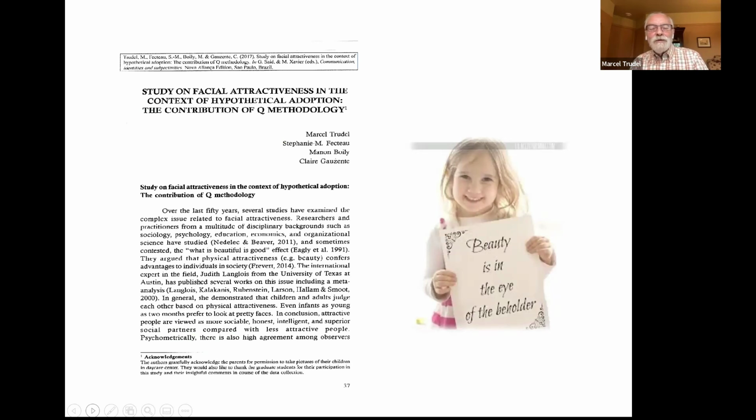From this work, I published a chapter in Brazil a couple of years ago with two students who were involved in their training, and my dear colleague and friend Claire Gauzente, you know her. She has worked a lot on the Q method. I was very happy with this publication. And I like these photos of children. Beauty is in the eye of the beholder. Next.